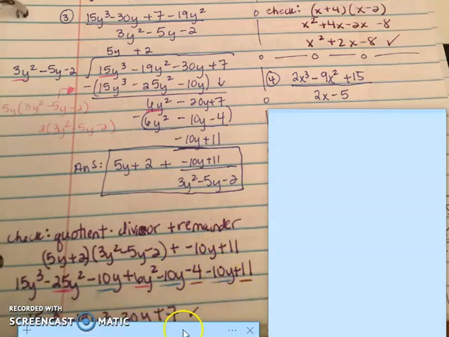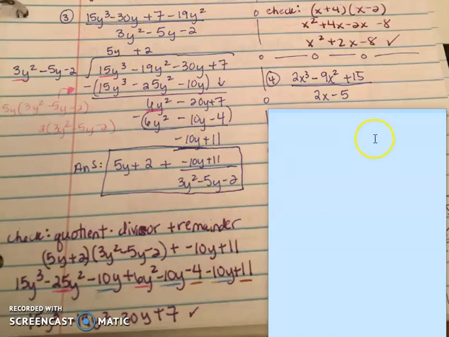Now you'll collect all of your like terms, and when you do that, you'll get 15y cubed minus 19y squared minus 30y plus 7. So each of these that are color-coded here are your like terms, and so you'll notice that when you add those, you do get back the original dividend, which was the top of your numerator from the very beginning. This was your polynomial at the top. And so we know we've got the right answer.